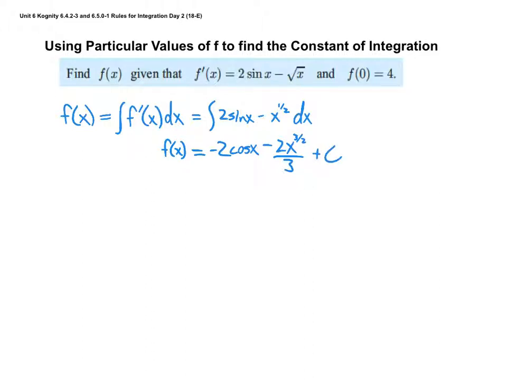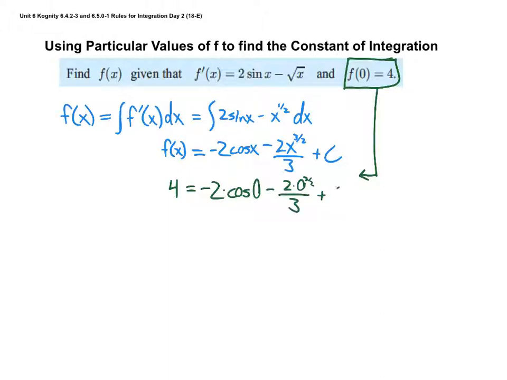So here's what we want. We don't want just a family of possible f of x's with the plus c there. We want the specific one that will go through the point 0, 4. Okay? So x equals 0 when f of x is 4. So we have 4 equals -2 times the cosine of 0 minus 2 times 0 to the 3/2 over 3 plus c.